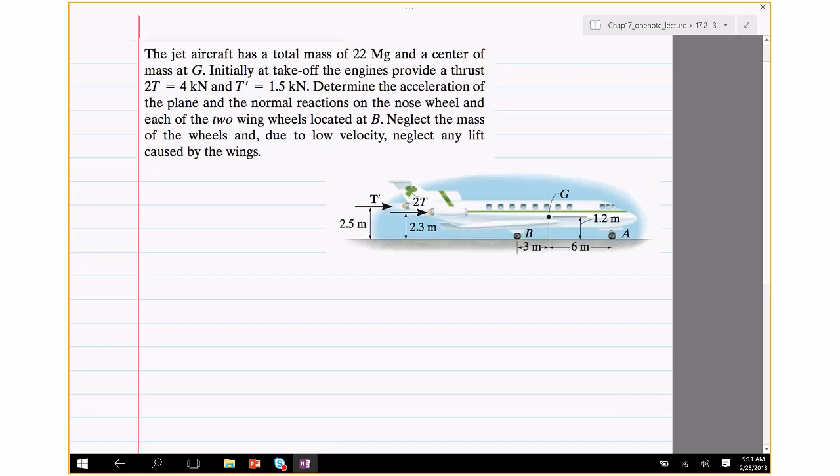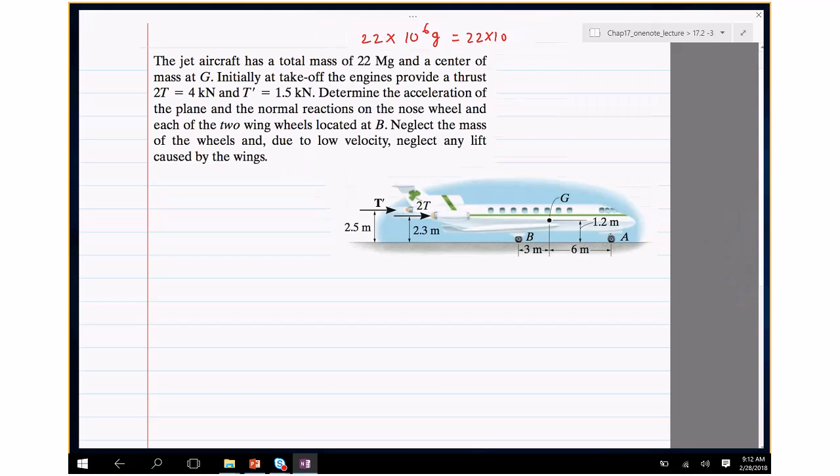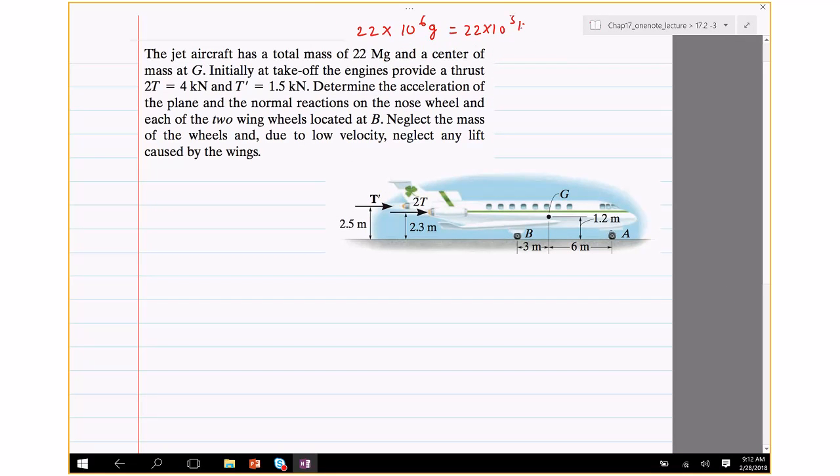Okay, let's read the question. So the jet aircraft has a total mass of 22 Mg, which I think means 22 times 10 raised to 6 gram, which is 22 times 10 raised to 3 kg. Okay, oh, it's 22 tons, and a center of mass at G, that's shown here.